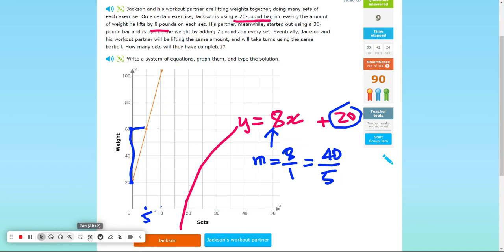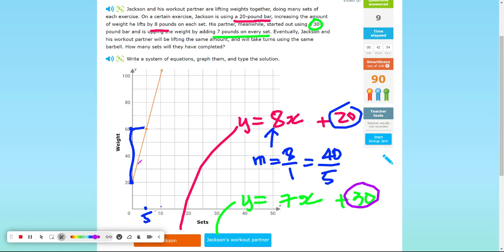Okay, so now I graph for the other Jackson. Take a look at the equation for this Jackson. He's using a 30 pound bar. So 30 should be in the back. And Jackson adds 7 pounds for every set. So 7x. So let's go and wrap this. All right, 30. So I go and find 30. That's 30 right there. So the slope m is 7 over 1.